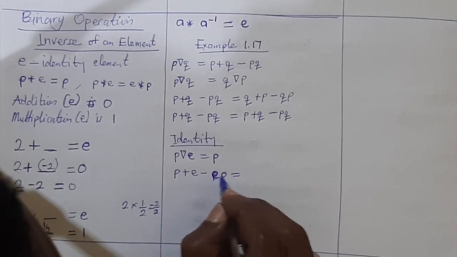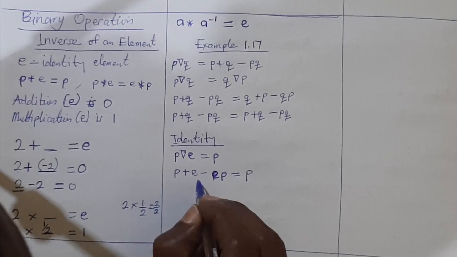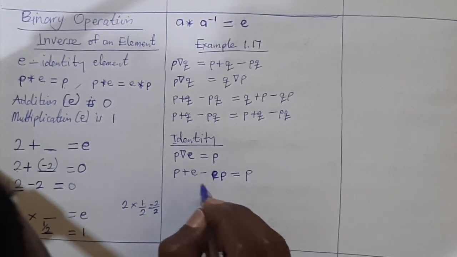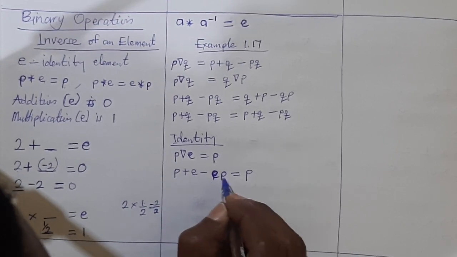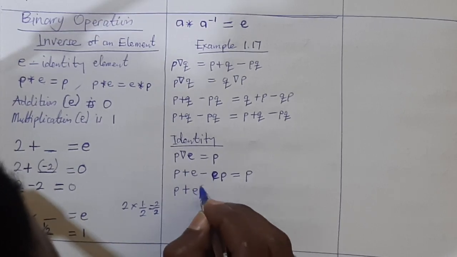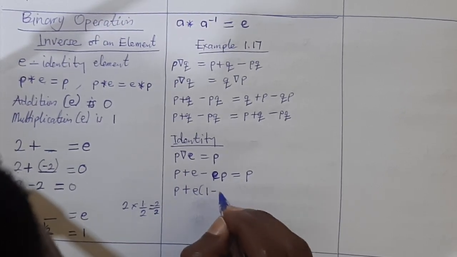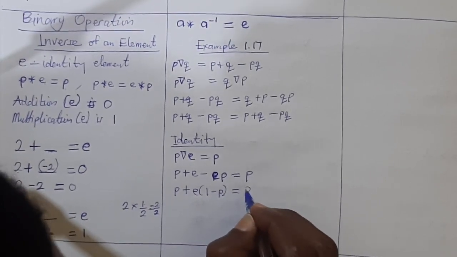Okay, commutative, I can change the two, equals P. We factorize E minus EP here. We have P plus E into brackets 1 minus P, which is equal to P.